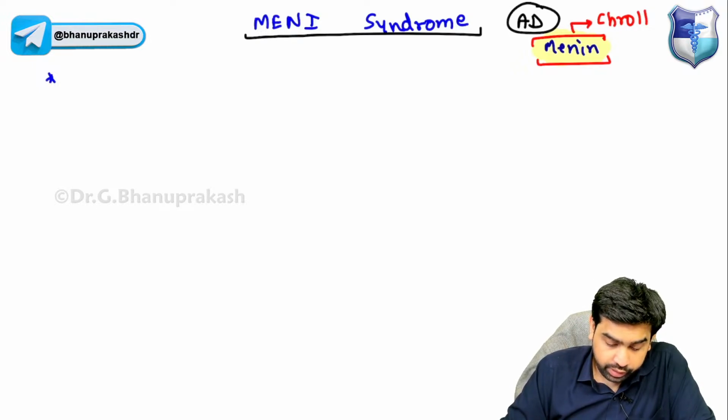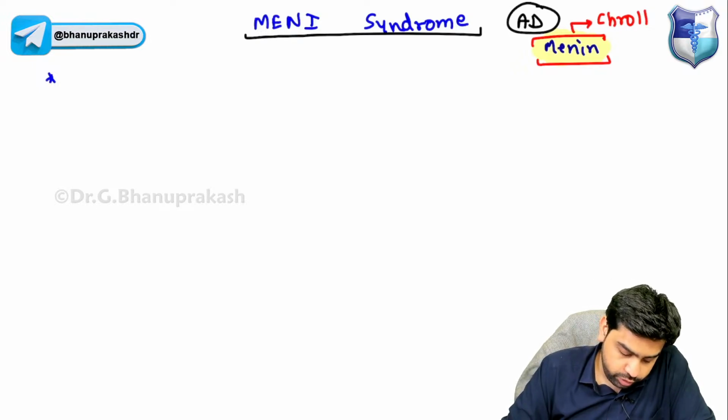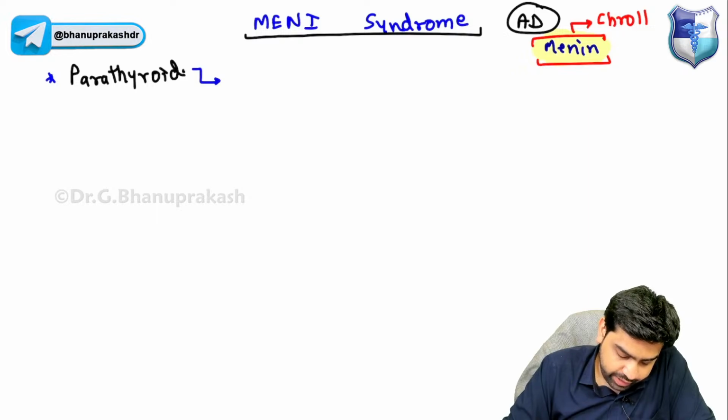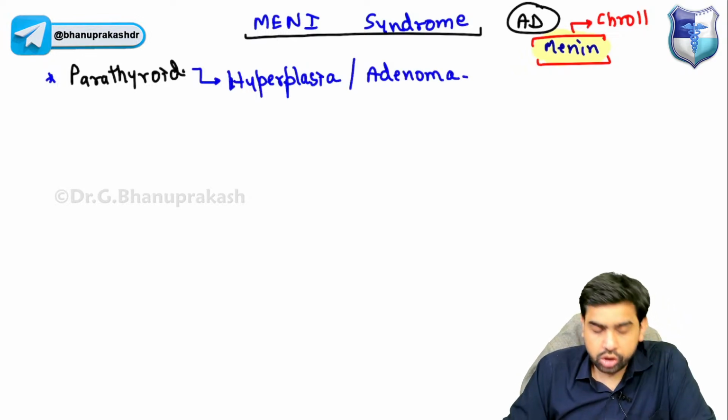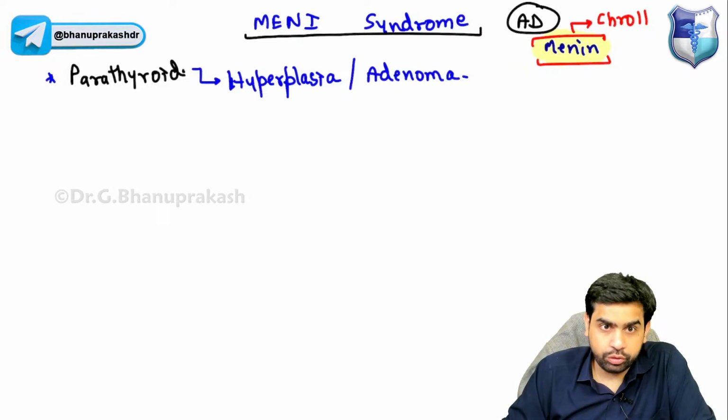Now, as I told you, there is involvement of the 3 Ps. What are the things involved? Parathyroid. In the parathyroid, the patients may have parathyroid hyperplasia, or the patients may have parathyroid adenoma. So in the parathyroid, you can have parathyroid hyperplasia or parathyroid adenoma. These are the things which you need to understand.